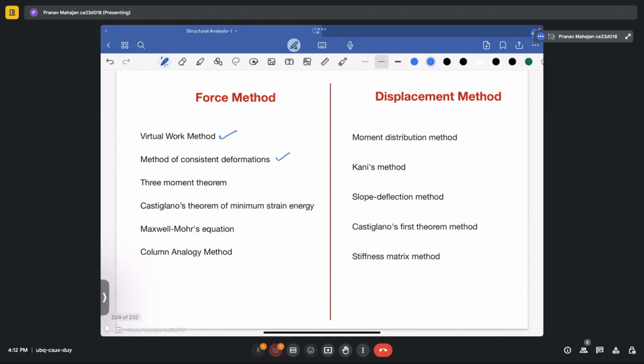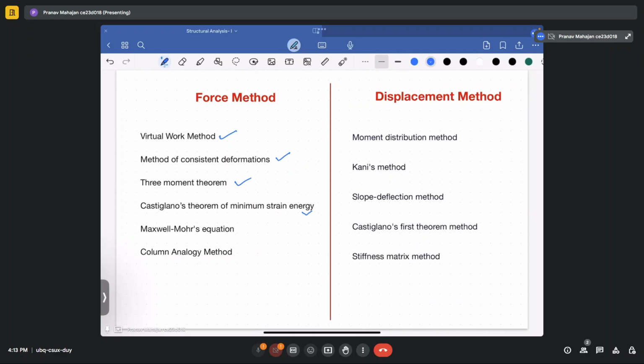Then comes the three moment theorem. In the three moment theorem, you directly apply the particular equation, and that is also based on the conjugate beam method, in which you draw the bending moment diagram for that particular span, calculate the area and corresponding centroid of that bending moment diagram, and that will help you determine the moment at different points of the beam. Then the Castigliano theorem also we have utilized.